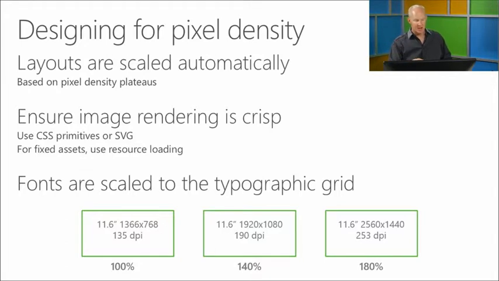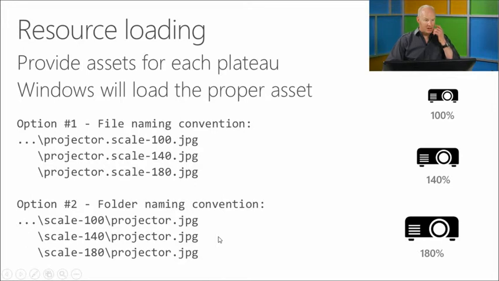So you can see here down at the bottom of this slide, I've got an 11-inch screen that's 1366 by 768. That's 135 DPI. That's the 100% plateau. That's the base that we started with. If you move up to 1920 by 1080, that's 190 DPI, which is exactly 140% of the 100% scale plateau. And if I move up to 11.6 and 2560 by 1440, that moves to 253 DPI, or 180%. So those different scale plateaus are something I can leverage via resource loading.